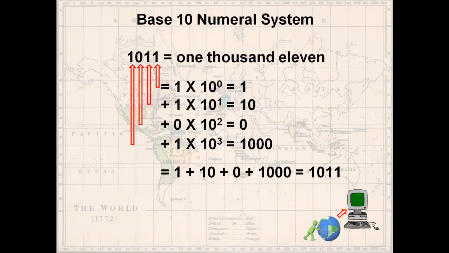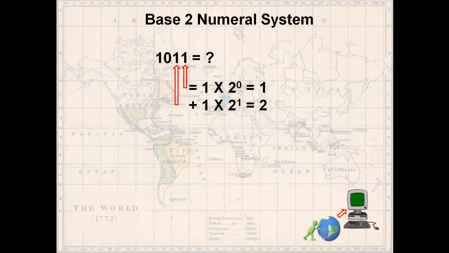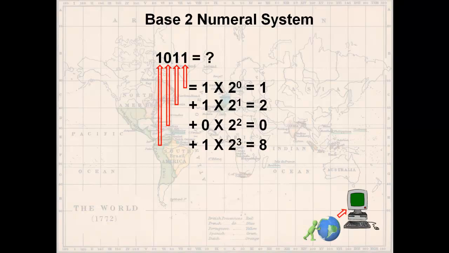Well, base 2 is going to be the same as base 10, except instead of using 10s, it's going to use 2s. So now we have this 1011 in binary, base 2. How does that work? 1 times 2 to the 0, plus 1 times 2 to the 1, plus 0 times 2 squared, plus 1 times 2 cubed. Add up all three, and it's really the number 11. So if we wanted to represent the number 11 in a base 2 or binary system, we would do it with 1011. That is how the computer is storing numbers.